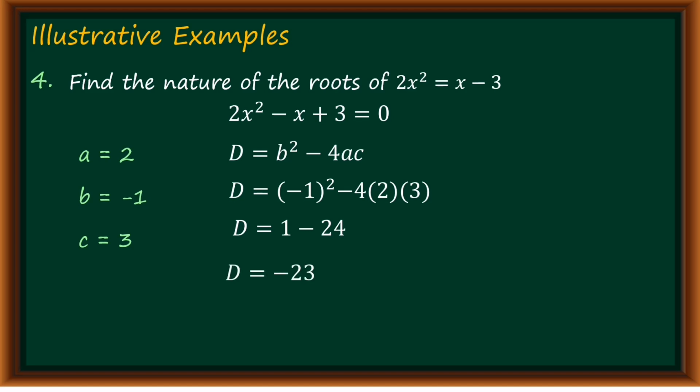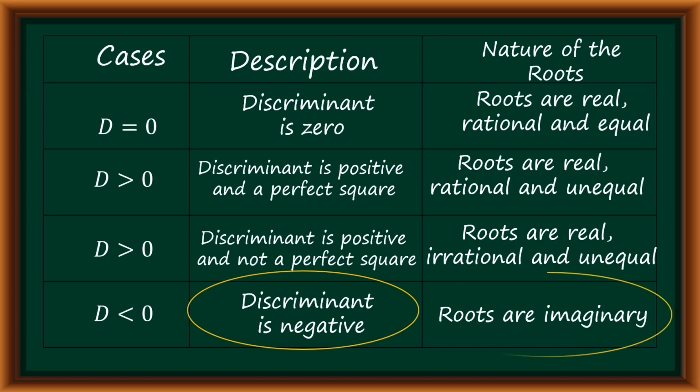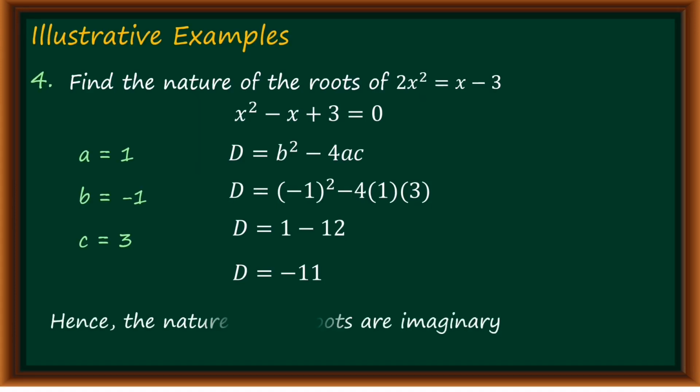So our discriminant is negative 23. Going back to the cases of the discriminant, negative 23 is negative, and then the nature of the roots are imaginary. Hence, the nature of the roots are imaginary.